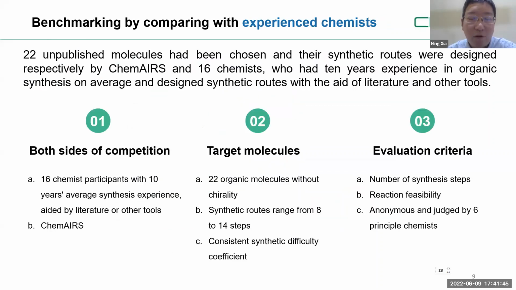We have also organized an interesting human versus AI competition internally. 16 chemists with an average of 10 years of experience participated, and they were all allowed to use literature and database tools. Both sides designed synthesis routes for 22 different targets, and then 6 principal chemists scored the routes by feasibility, number of steps, and other criteria.